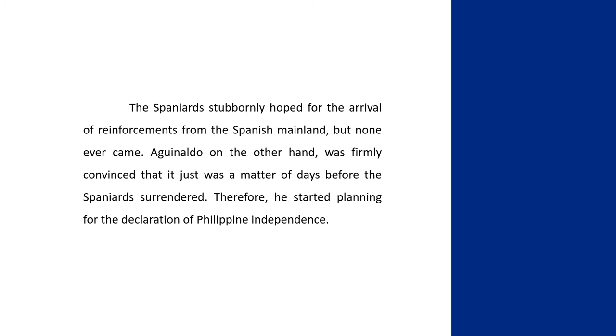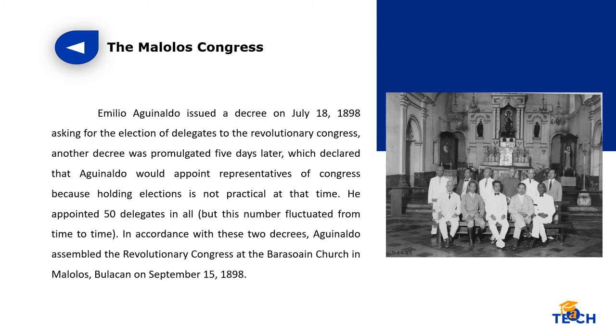The Malolos Congress. Emilio Aguinaldo issued a decree on July 18, 1898, asking for the election of delegates to the Revolutionary Congress. Another decree was promulgated 5 days later, which declared that Aguinaldo would appoint representatives of Congress because holding elections was not practical at that time. He appointed 50 delegates in all, but this number fluctuated from time to time.